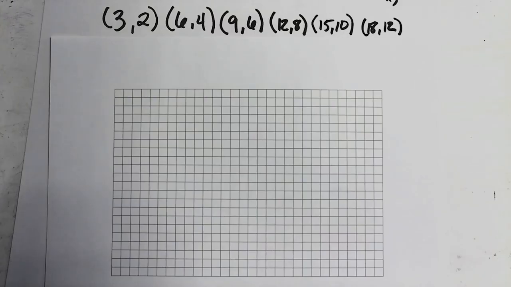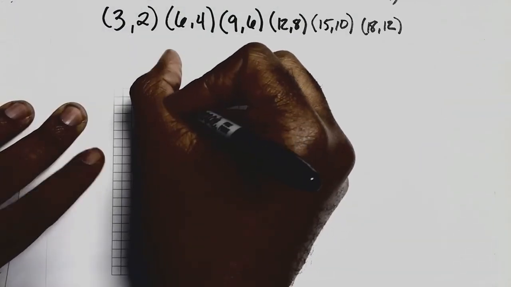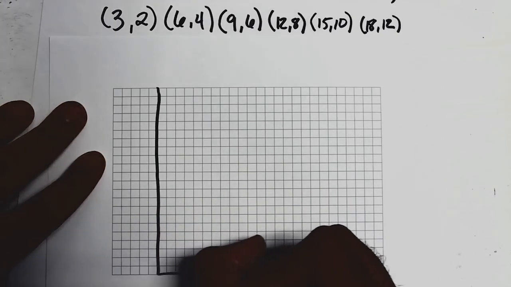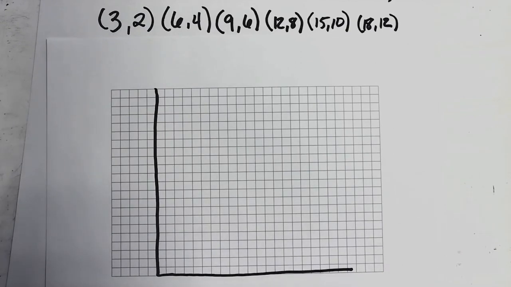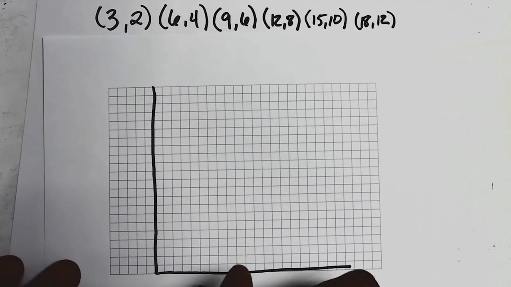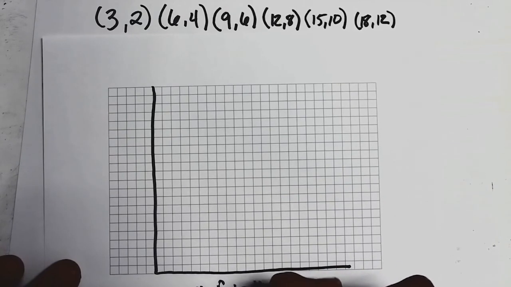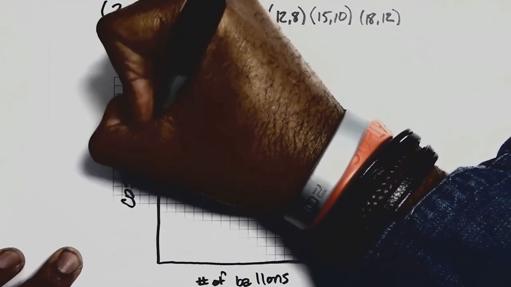Now that I have my coordinate plane, I'm going to make my X and my Y axis. So this is going to represent my Y. This is going to represent my X. Good job. Now I'm going to label each axis. So I know my X is going to represent what? My number of balloons. And my Y-axis represents the cost in dollars.